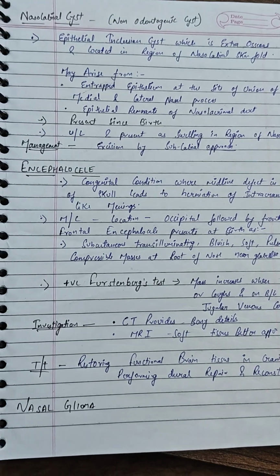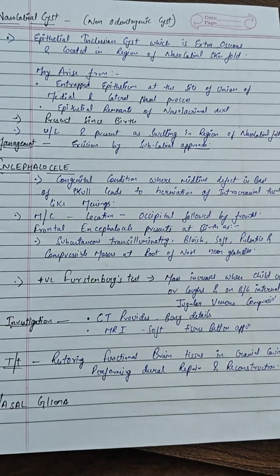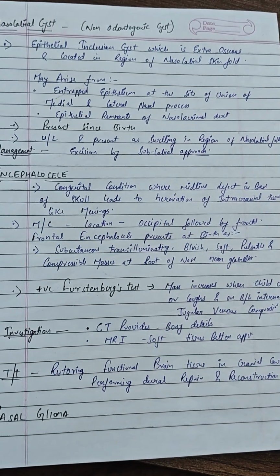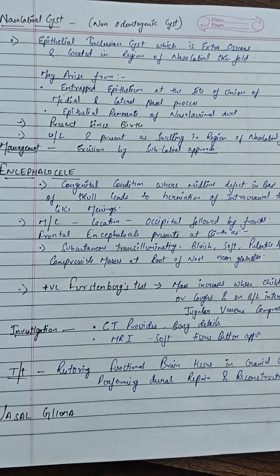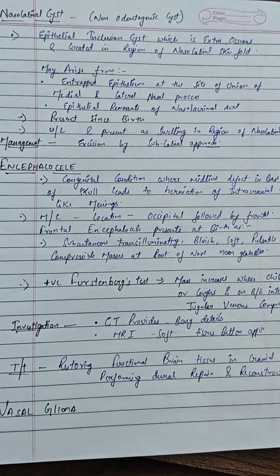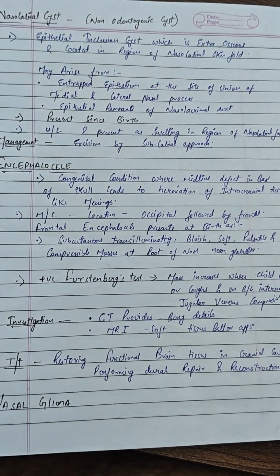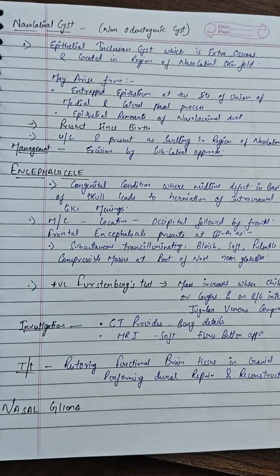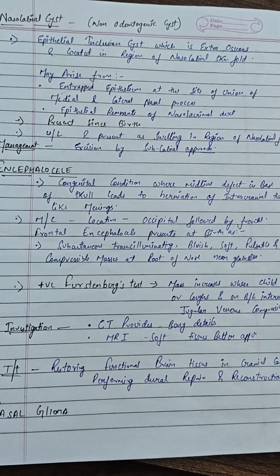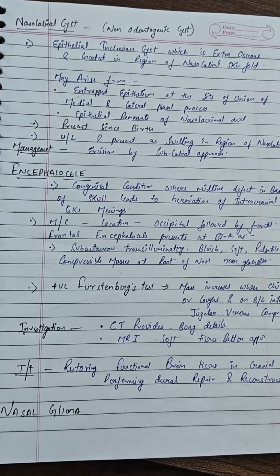Another lesion is encephalocele, a congenital condition where there is a midline defect in the base of the skull which leads to herniation of intracranial tissue like meninges. The most common location is occipital followed by frontal, and the frontal encephalocele presents at birth as subcutaneous, trans-illuminating, bluish, soft, pulsatile and compressible masses at the root of the nose near the glabella.